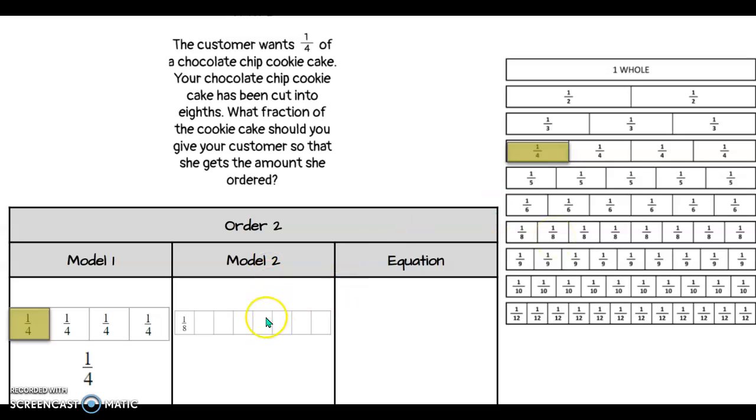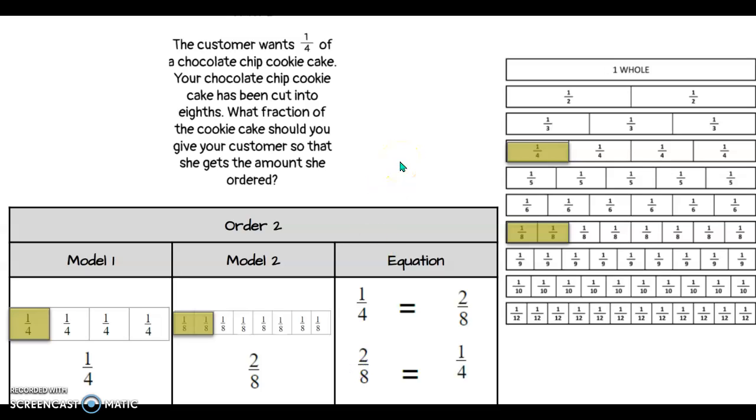So on my model, I'm going to go ahead and draw my 8ths. So I draw it end to end. I put it in 8 equal groups, and I label it 1/8, 1/8, 1/8, 1/8, 1/8. Okay, and then like we just found out, we know that it's equal to 2/8. So over here, I'm going to go ahead and color in 2/8, and I'm going to label my picture with 2/8. And then I'm going to write my equation both ways. I can say 1/4 is equal to 2/8, and I can also say 2/8 is equal to 1/4.